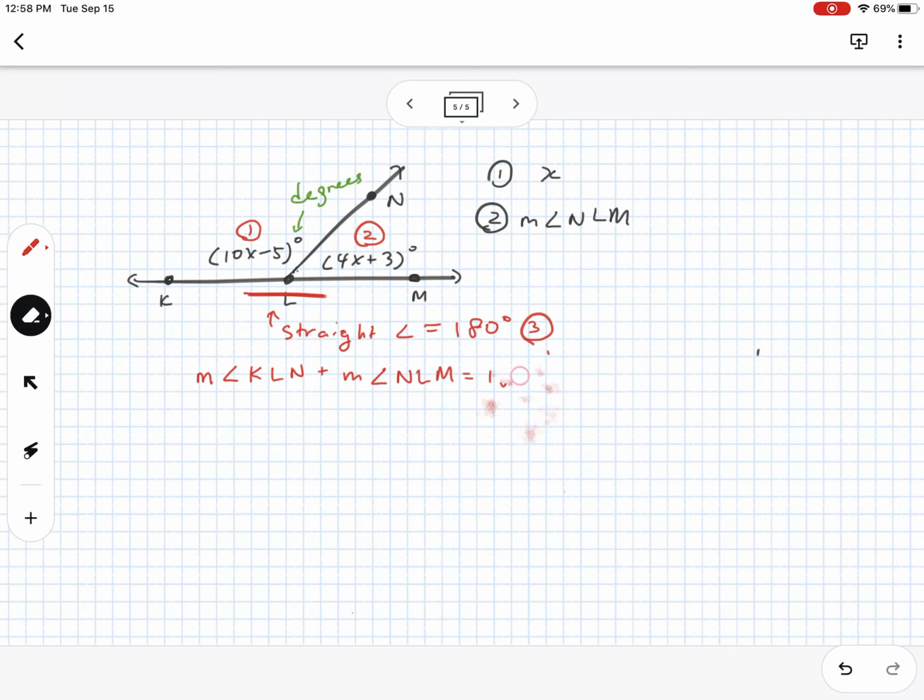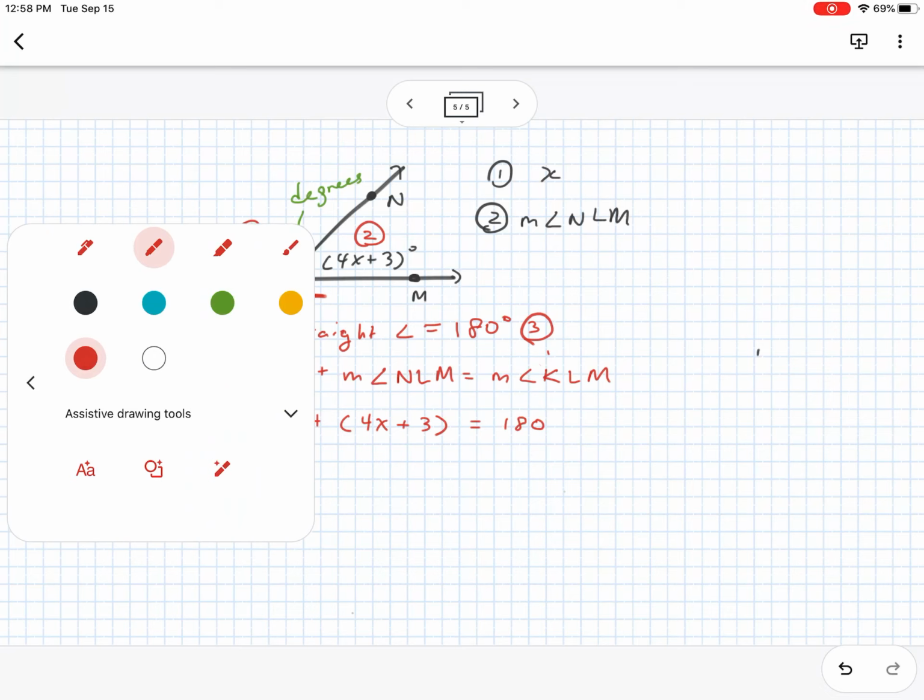Okay. Oh, I'm sorry. I'm rushing to measure of angle KLM. There we go. That's much better. So then what we can do next is we can go ahead and replace everything. So 10x minus 5 plus 4x plus 3 equals 180. Okay, and notice I've taken off my degree symbol. That's okay as long as at the end I remember to stick it back on.